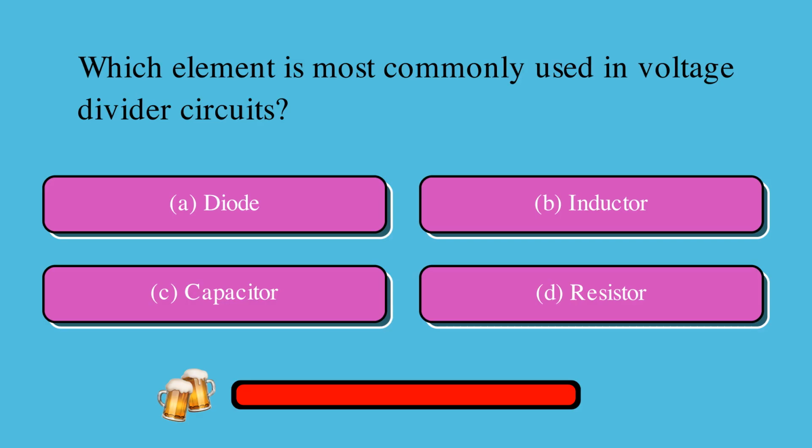Which element is most commonly used in voltage divider circuits? Is it A, diode, B, inductor, C, capacitor, or D, resistor? The correct answer is D, resistor.